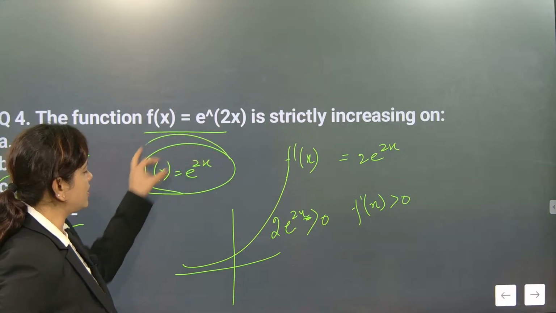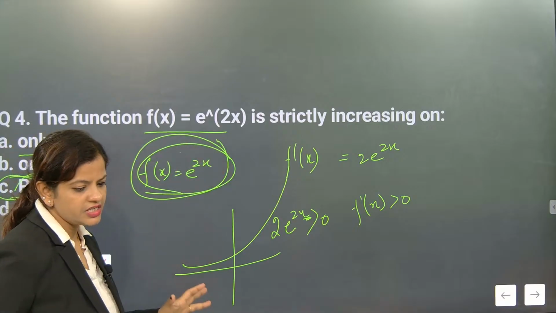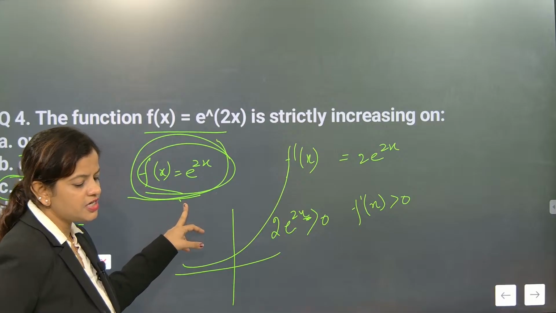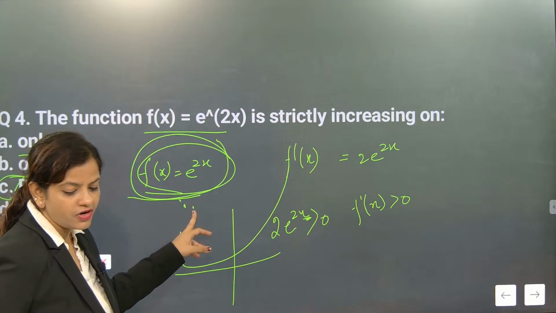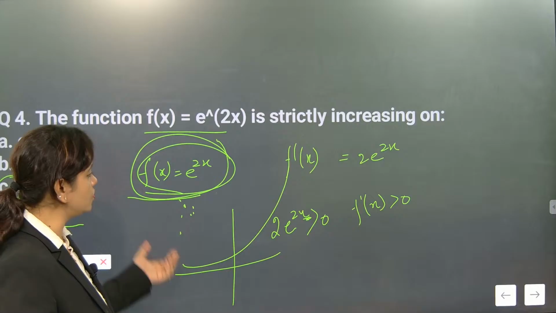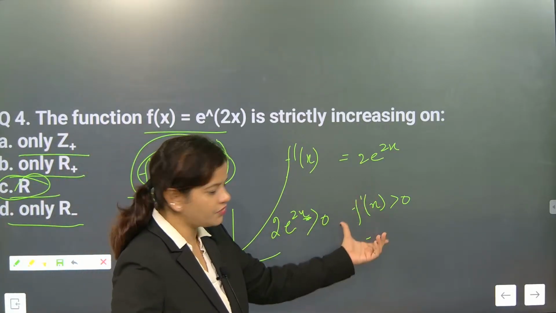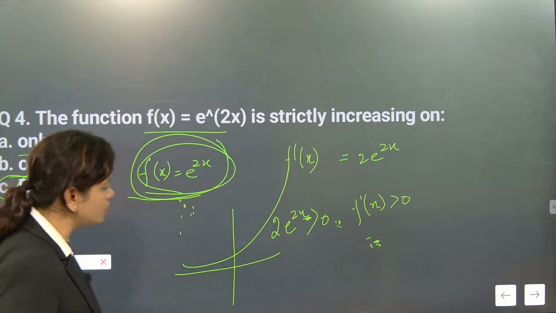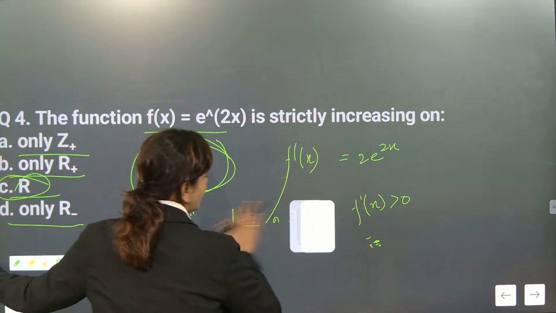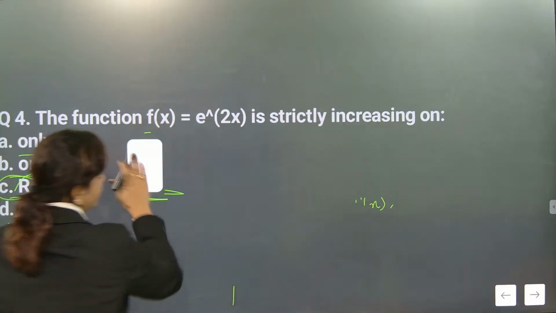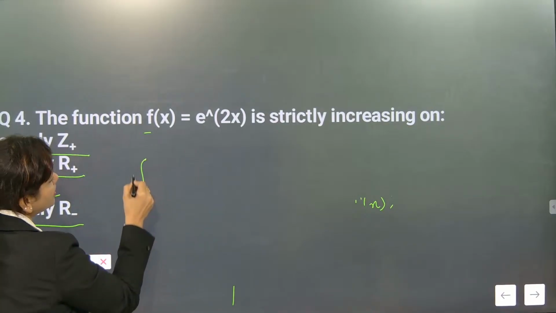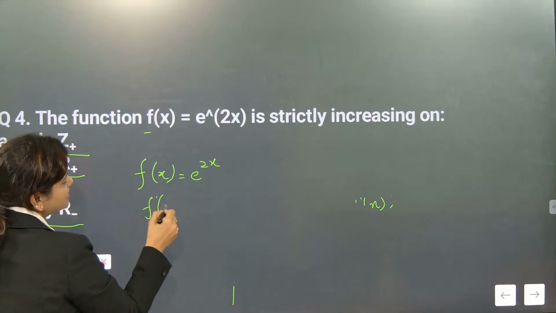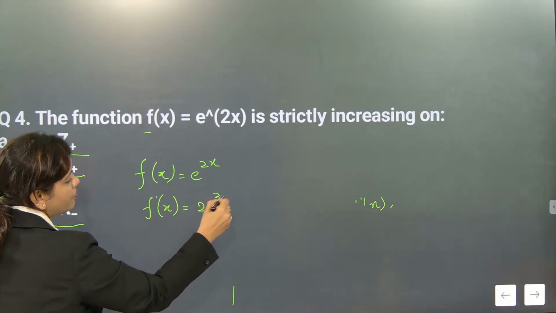See, understand this part. According to increasing and decreasing functions, first you need to differentiate it. After differentiating, for an increasing function, f dash x should be greater than 0. So whatever the function part after differentiation is, it should be greater than 0 in all the cases. Understood? So when you are writing f of x is equal to e to the power 2x, f dash x will become 2e to the power 2x.